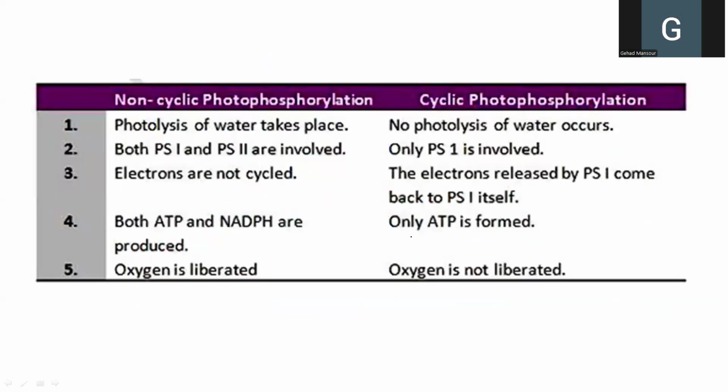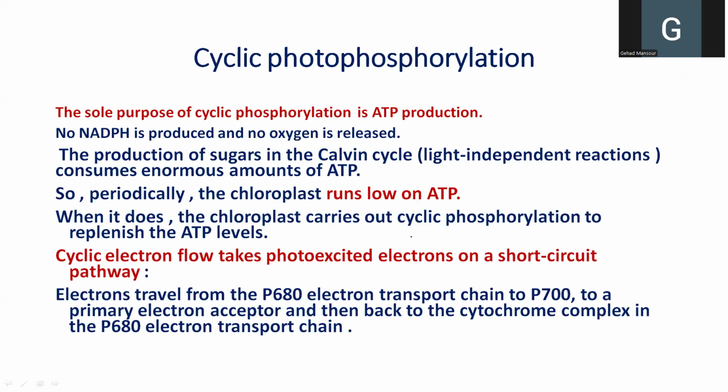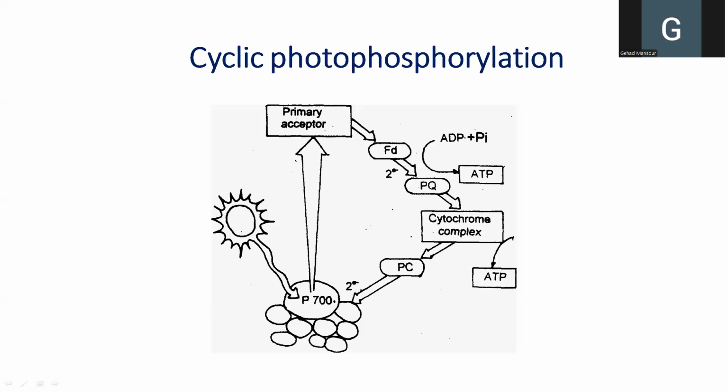Now, what we have talked about is non-cyclic photophosphorylation, but now we are going to talk about cyclic photophosphorylation. In cyclic photophosphorylation, we start as usual by solar energy that drops on a photosystem. So photons fall on photosystem 700, and the electrons are excited and they are accepted by a primary electron acceptor.